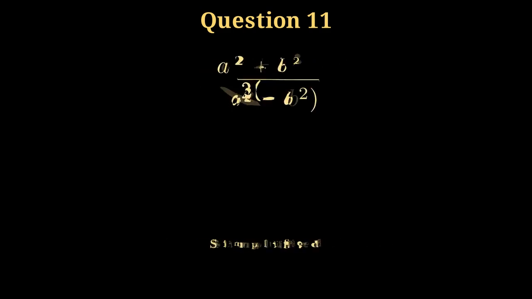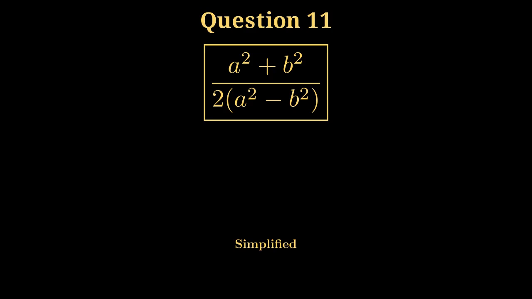On the top, minus ab and plus ab cancel out, leaving a squared plus b squared. So the whole thing simplifies to a squared plus b squared over 2 times (a squared minus b squared). Well done! That's question 11 complete.